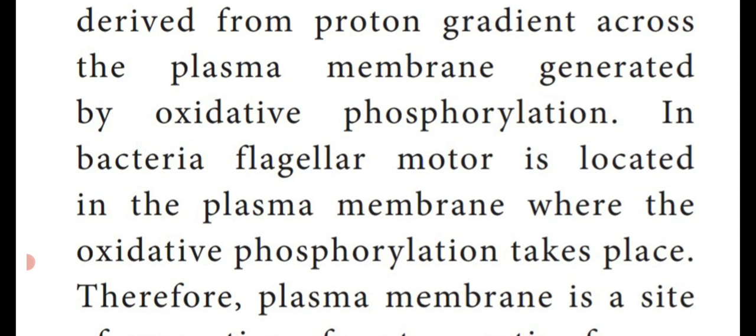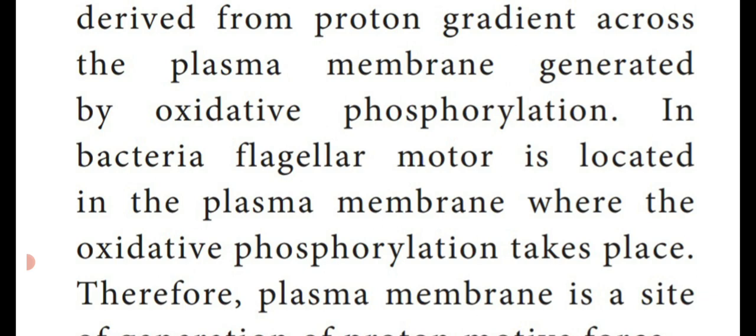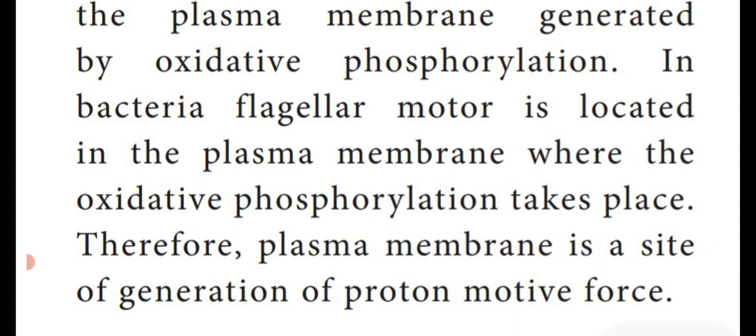In bacteria, the flagellar motor is located in the plasma membrane where oxidative phosphorylation takes place. So in the region of the plasma membrane where oxidative phosphorylation takes place, only in that region is the flagellar motor present in the bacterial cell. Therefore, the plasma membrane is the active site for generation of proton motive force. This is an important 1 mark question: the site of proton motive force is the plasma membrane.